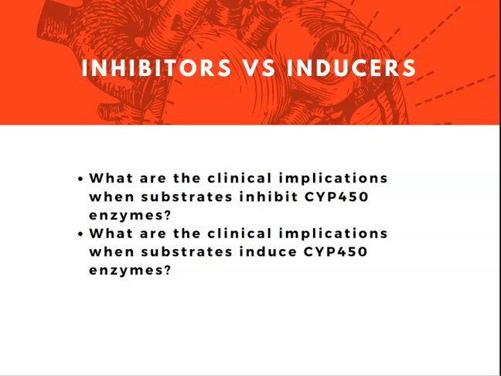CYP families 1 through 3 have the least affinity for substrates and have the widest genetic variability. They're responsible for about 78 to 80% of phase 1 metabolism drug interactions in clinically used drugs. Variations or polymorphisms in genetic codes for these CYP enzymes have tremendous clinical importance.